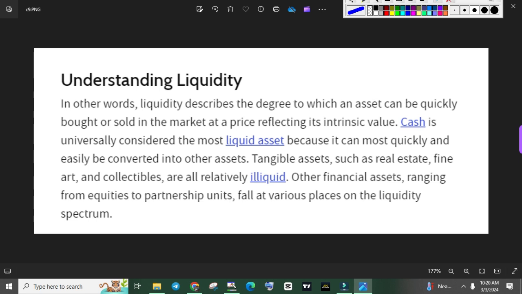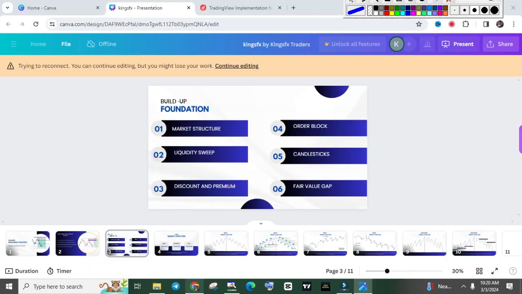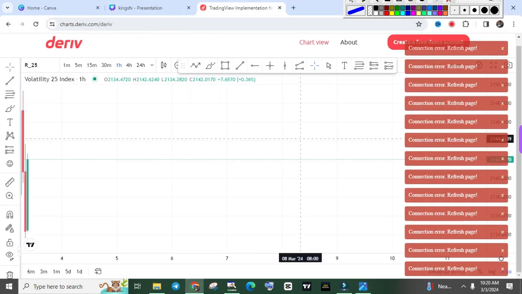So simply, when you are targeting to buy a particular commodity, you want to make sure that the price is low so that you can afford to purchase that particular commodity. So let me share with you a typical example of understanding liquidity.